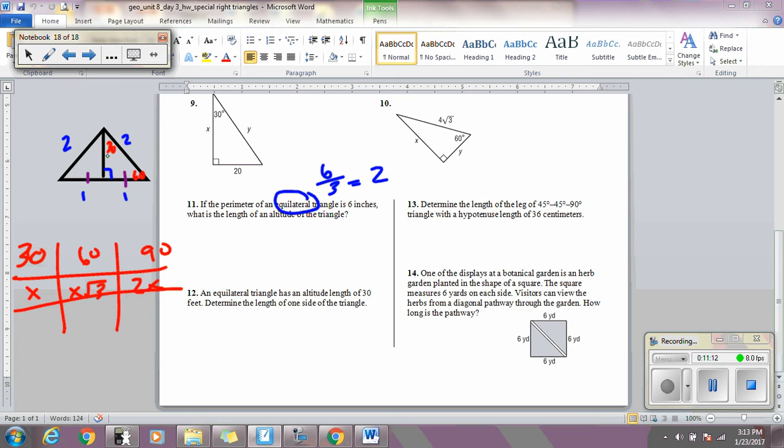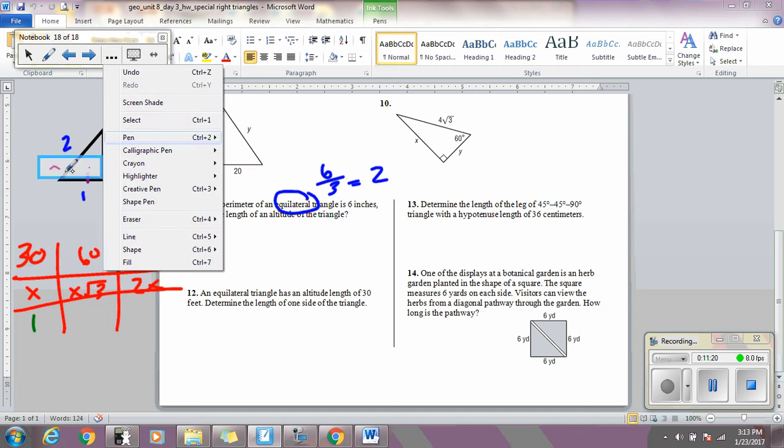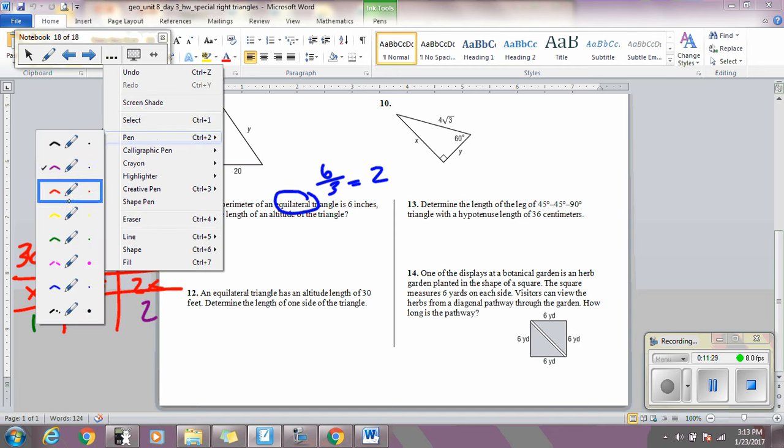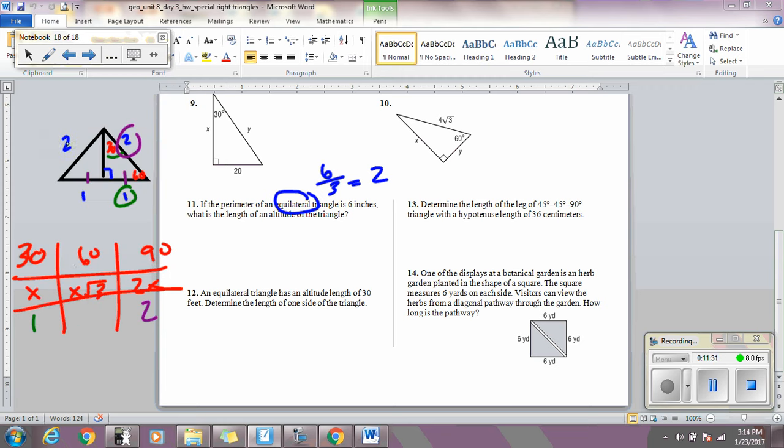So we have across from 30, and that's 1. We also have across from 90, and that's 2. So across from 30, if I look at my table, is x. So everywhere I see x, I should put a 1, right? So there should be a 1 in front of the square root of 3. So the length of the altitude is going to be 1 square root 3, or just square root 3 inches.